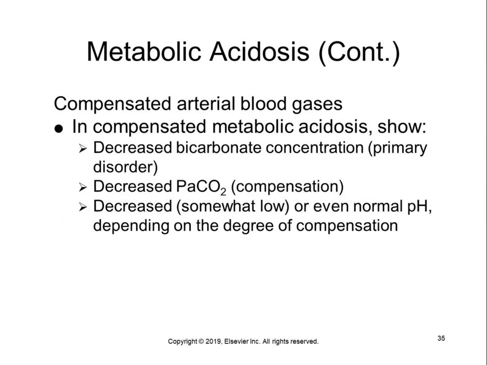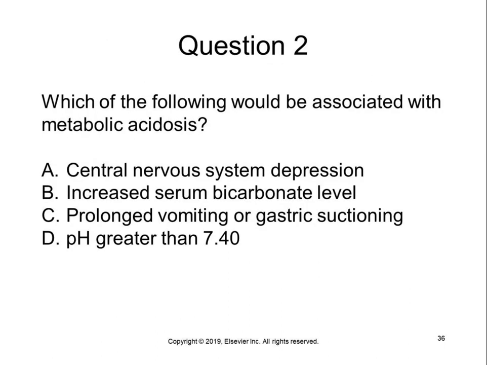Compensatory arterial blood gases. Uncompensated metabolic acidosis shows decreased bicarbonate concentration, the primary disorder, and decreased PaCO2 as compensation, with somewhat low or even normal pH depending on the degree of compensation.